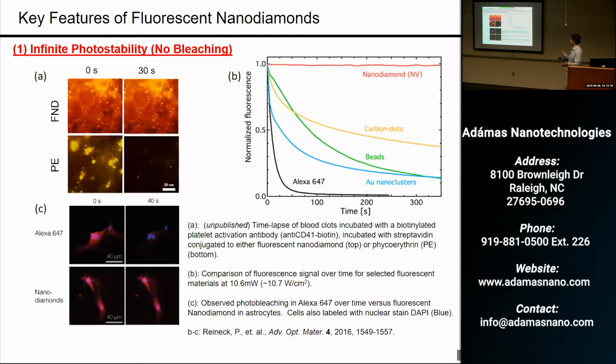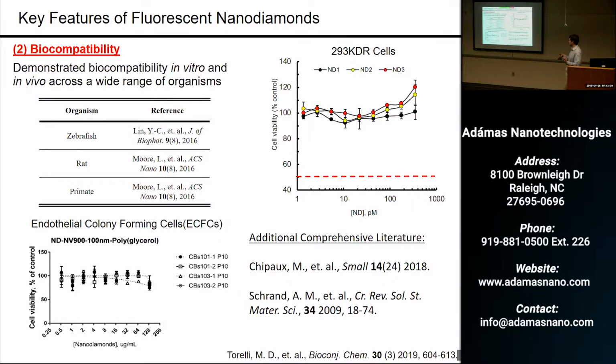And then a general comparison of fluorescence versus time, compared to several other commonly used fluorescent materials, also shows similar decay, but of course, the NV center is stable with time. Okay, so we have photostability. The next key feature is biocompatibility. And suffice to say, there is a profound amount of literature out there which has demonstrated that diamonds are quite biocompatible.